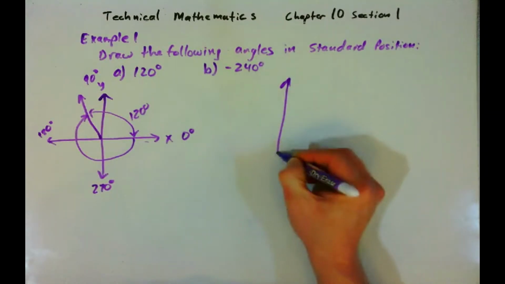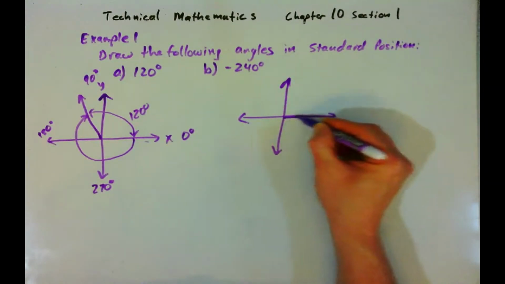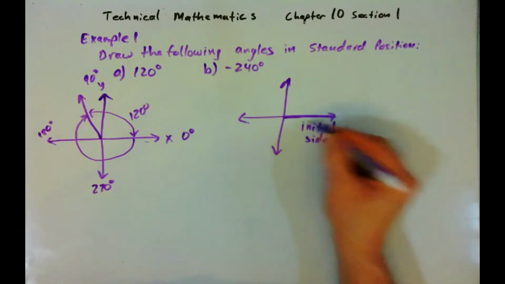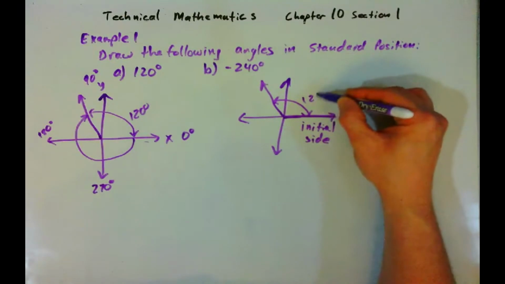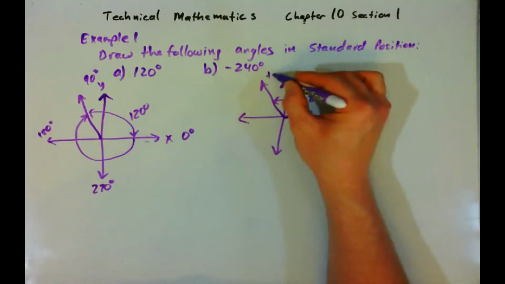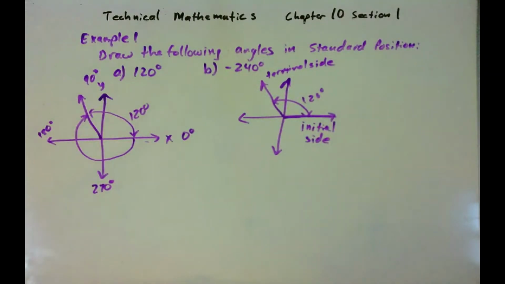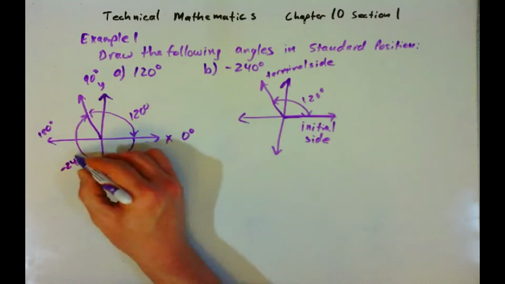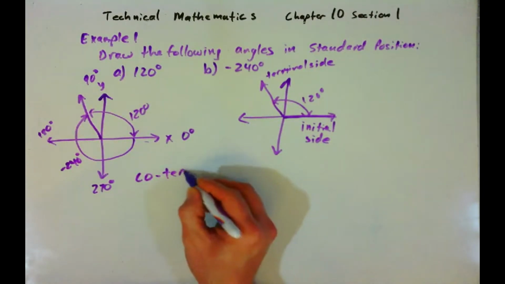If you remember, for any angle that we draw in the coordinate plane, we have the initial side, which is the positive x-axis. We call that the initial side. And where the angle terminates, for example 120 degrees, we call that the terminal side. So every angle has an initial and a terminal side, and the angles 120 and negative 240 share the same terminal side, and we call those coterminal. These are coterminal angles.